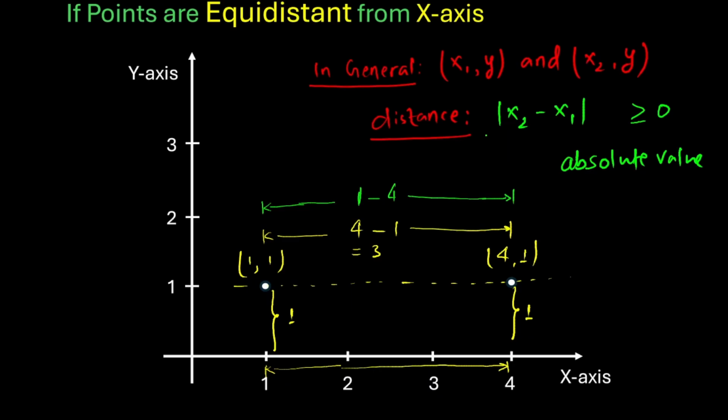So if we subtract 1 minus 4, we get a negative number, negative 3. But as you know, distance is always positive. So this absolute value notation provides us a way to represent distances. Let's see what absolute value means.